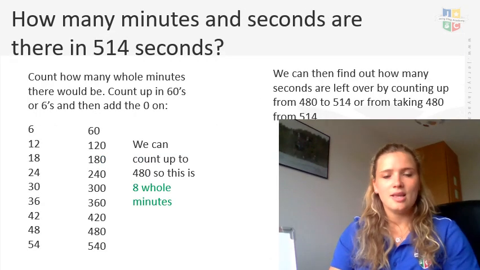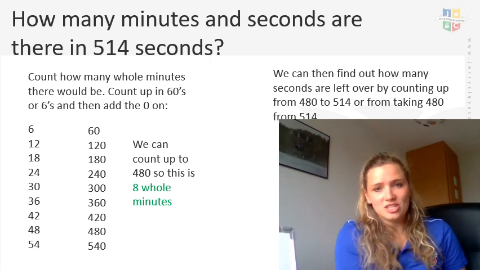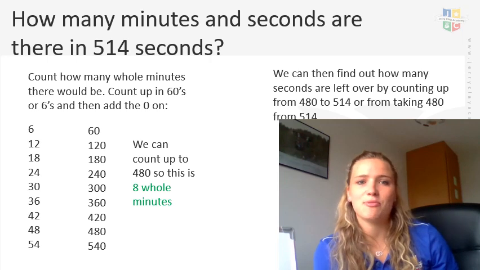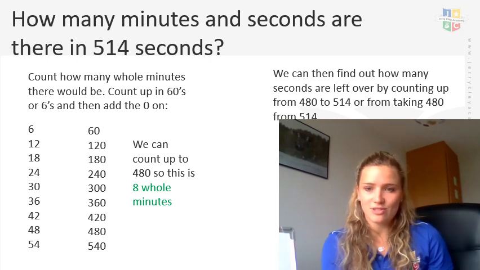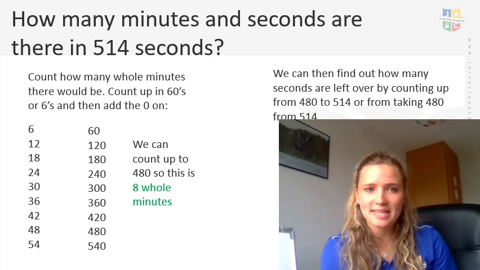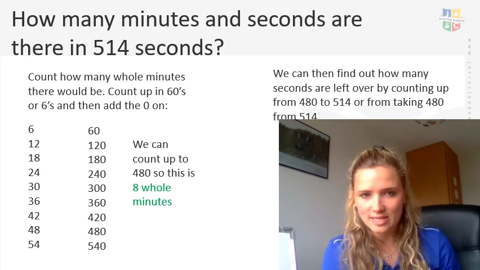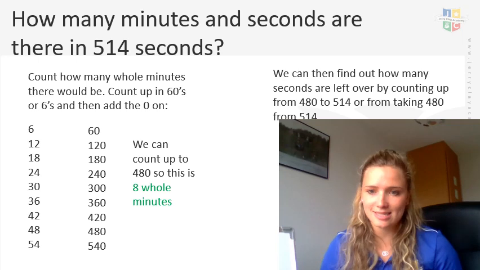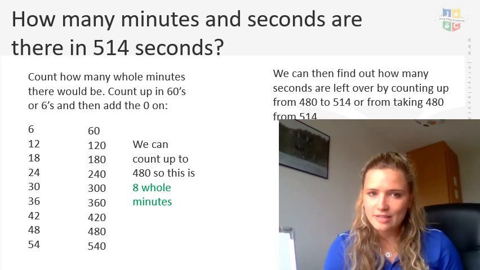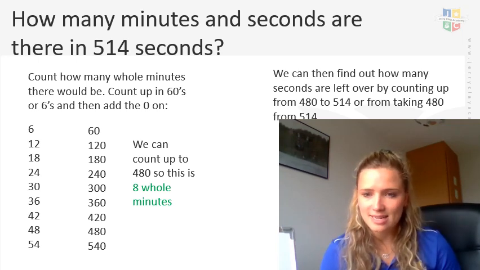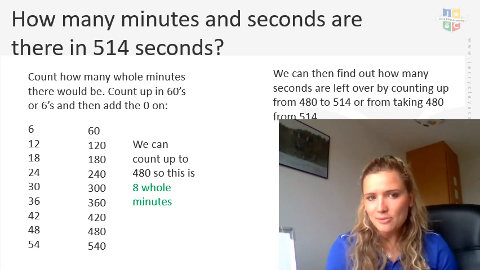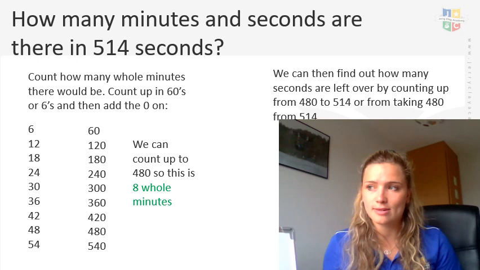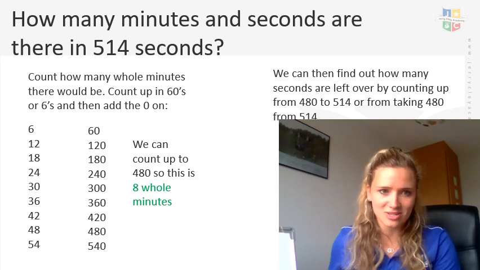You might get asked a question where you actually need to know how many minutes and seconds there are in so many seconds. So for example, we want to know how many minutes and seconds are in 514 seconds. Now a way to work this out is we need to work out how many whole minutes we would get. So we can count up in our 60s. Now I know 60s is quite difficult, so we can just take off the 0 for now and count up in our 6s. If you don't know your 6 times table, just start and add on: write 6 down, add on 6, write the next number down, then add on another 6.